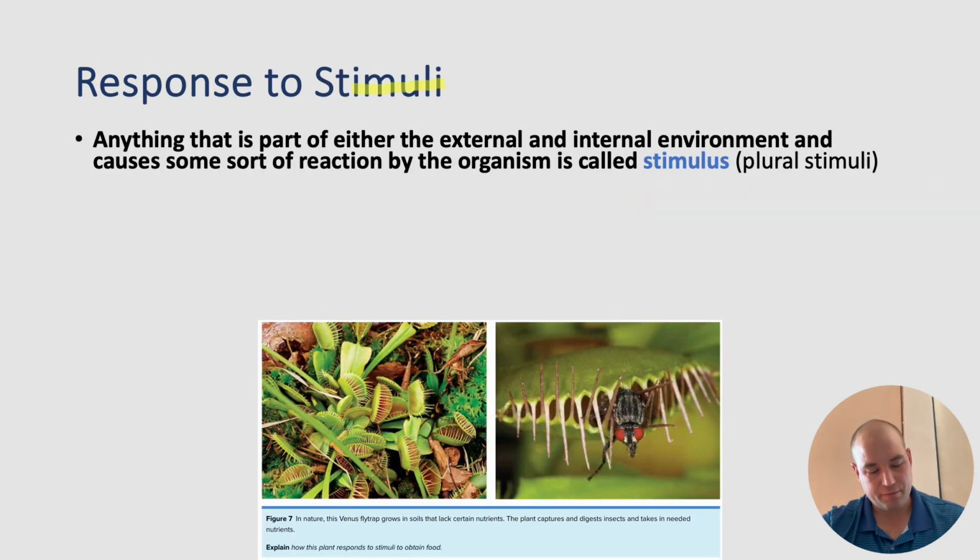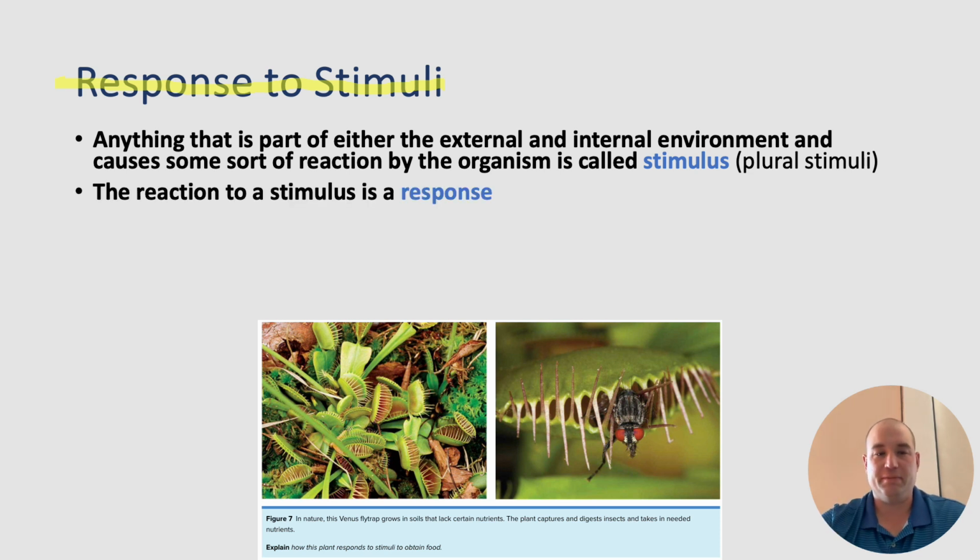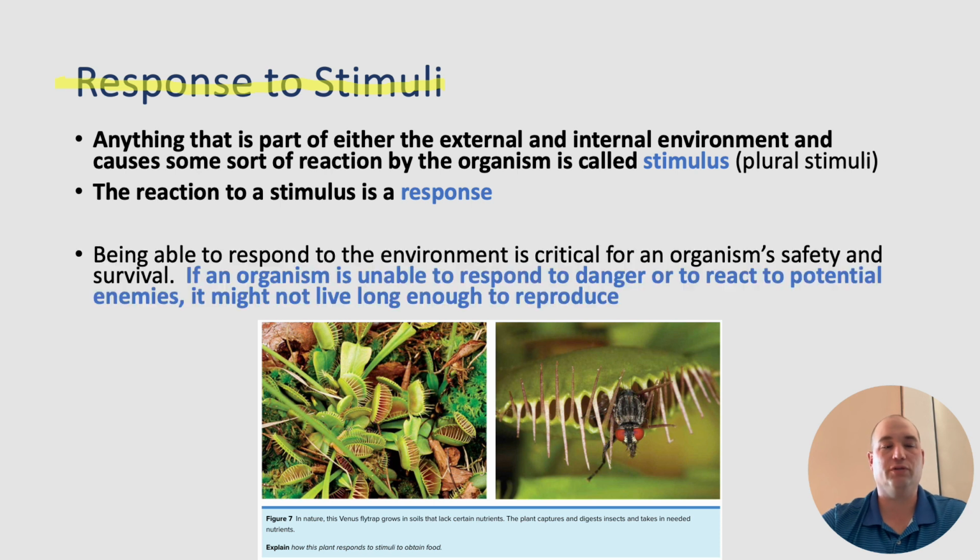So the next one we have is response to a stimulus. Anything that is part of either the external or internal environment and causes some sort of reaction by the organism is called a stimulus. The reaction to the stimulus is a response. So, for example, my Venus flytrap has these little tiny hairs on the inside of its mouth. When the fly creates a stimulus on these hairs, it elicits a response of the trap closing around that fly in order to consume it.